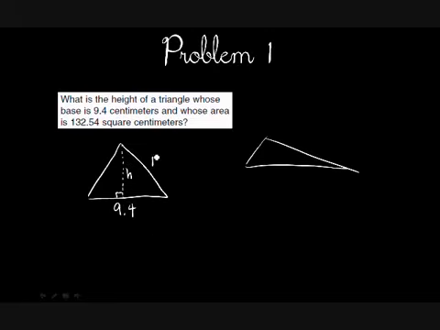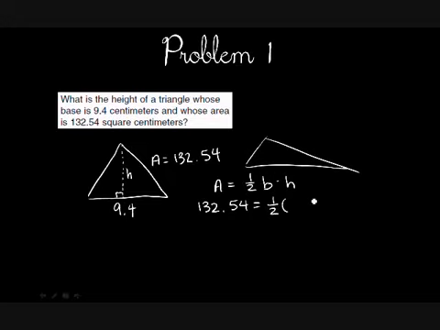And we know that the area is 132.54. So you want to use your formula for the area of a triangle, which is A equals 1/2 base times height. And we're just going to substitute in what we already know. We know the area is 132.54. The base is 9.4, and the height is what we're solving for.